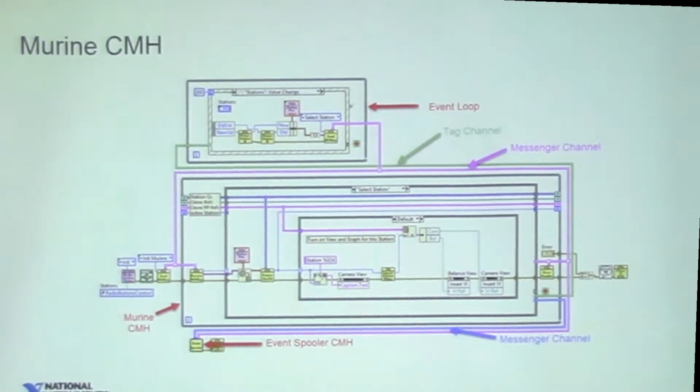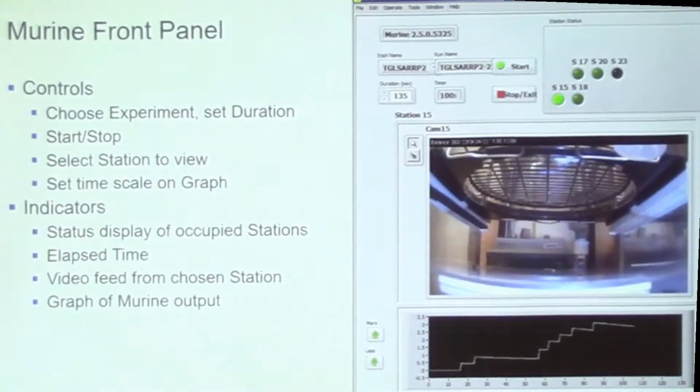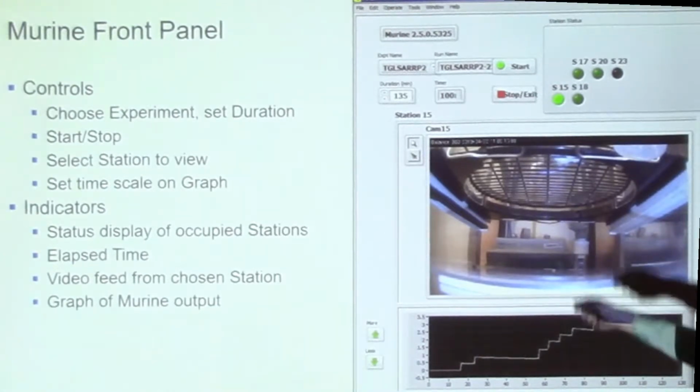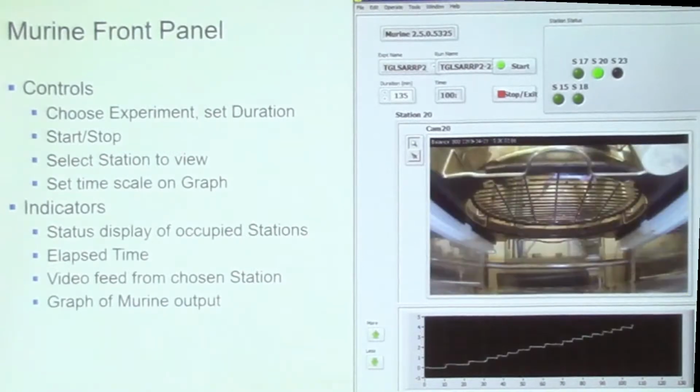Oh, I think I maybe went too fast. Yes, I skipped this slide. Here we're looking at station 15, camera 15. And if I push button 20, it just instantaneously switches, and you're now seeing the simultaneously recorded data from a different channel. So that's switching back and forth.